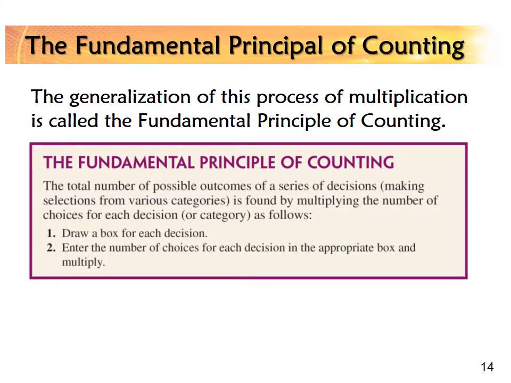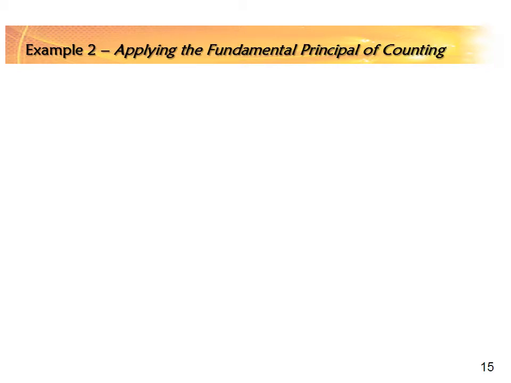So the generalization of this multiplication process, the basic way to do it, is draw a box for each choice, each decision, enter the number of choices, and just multiply across the number of choices. Let's take a look at another example.